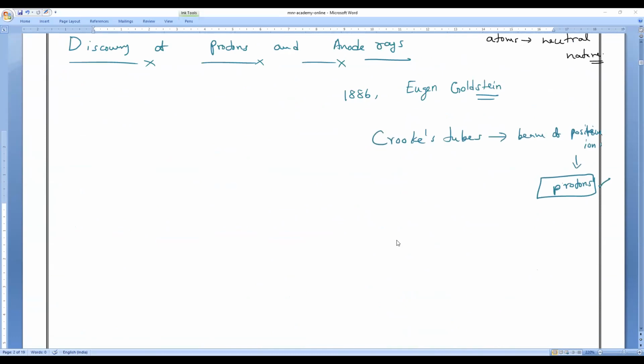So if you all understand this, then write it. What is another name of anode rays, everybody? We can also call it canal rays, and we can also say channel rays. Write it.